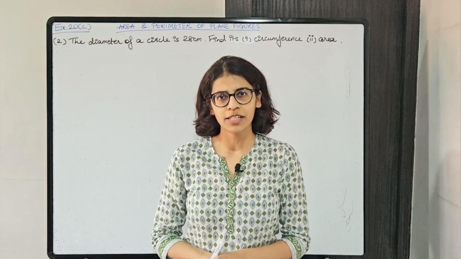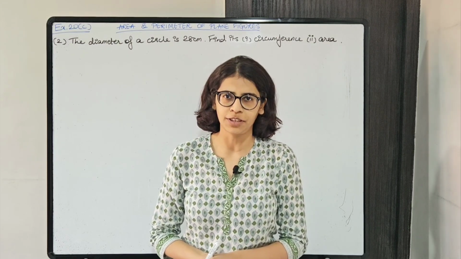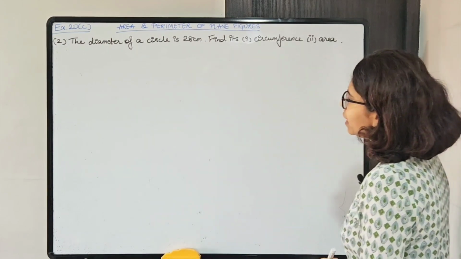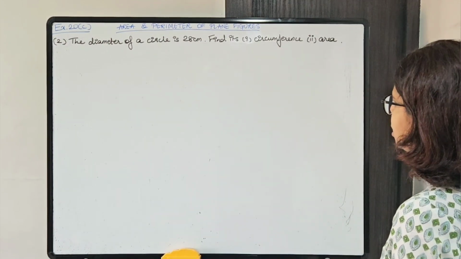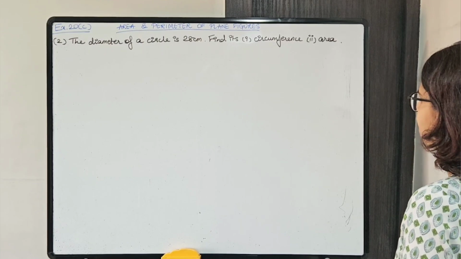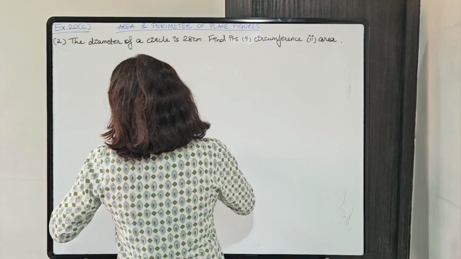In this video, we'll continue solving exercise 20C from chapter Area and Perimeter of Plane Figures. So starting with question number 2. The diameter of a circle is 28 centimeter. Find its first part circumference, second part area. बहुत easy है. Write down the given first.